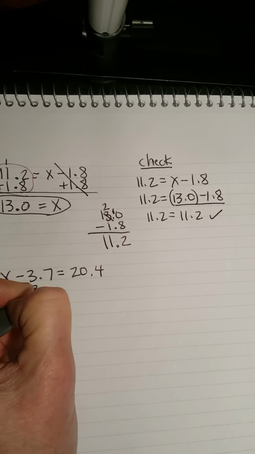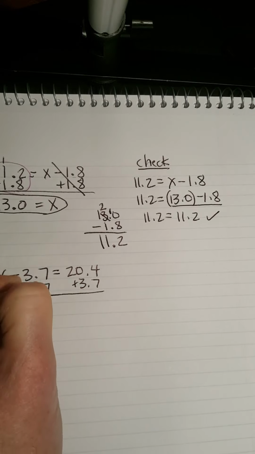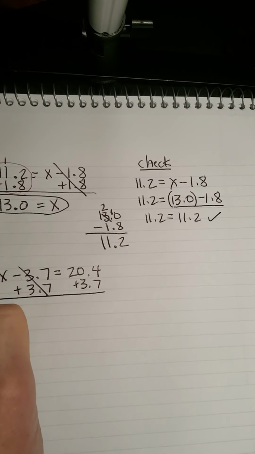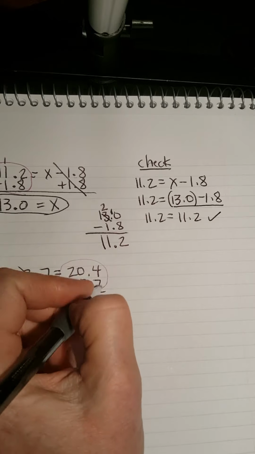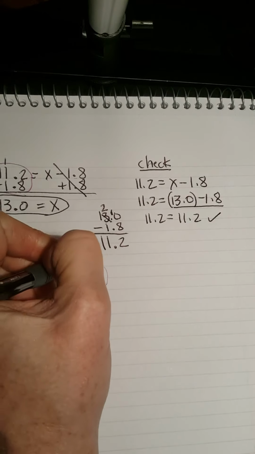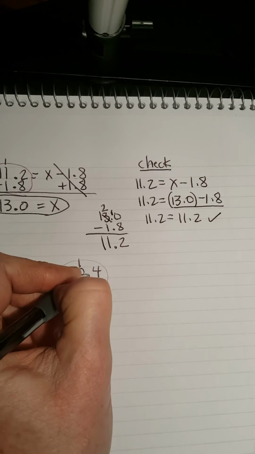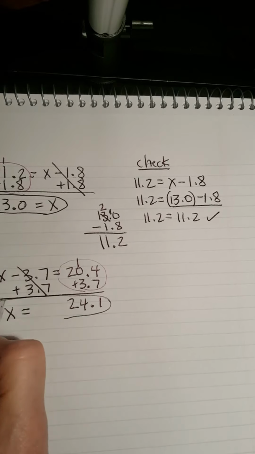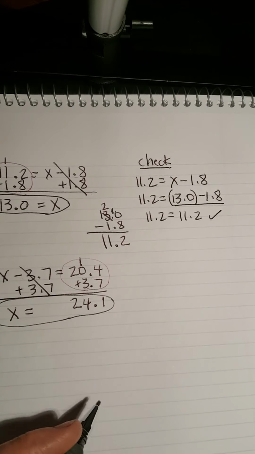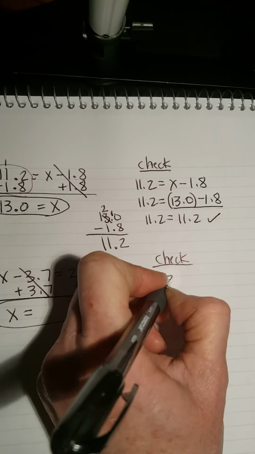So I'm going to add 3.7 to both sides. And notice I lined up the decimals, very important. So I have x is equal to, and I'm going to add these two together. So I have 7 plus 4 is 11. Carry the 1. 3 plus 1 is 4, and bring down my 2. Again, remembering to bring down my decimal straight down into my answer. This is my answer, 24.1, and then I'm going to check it. So write down the original problem.